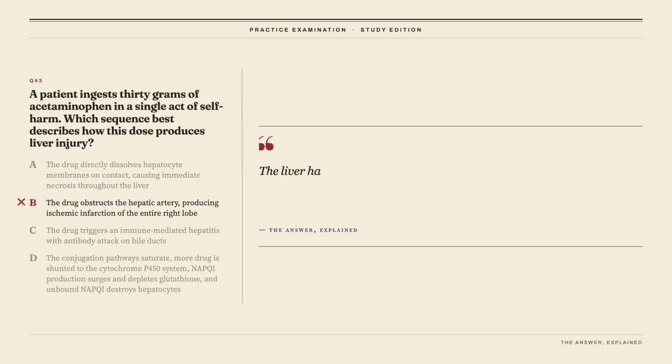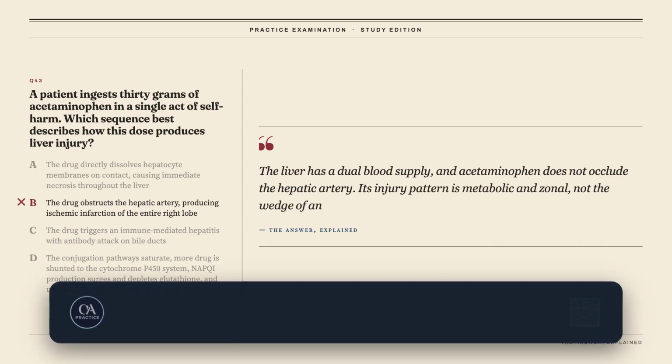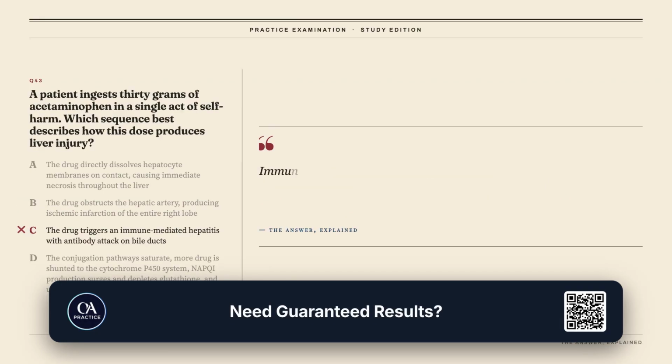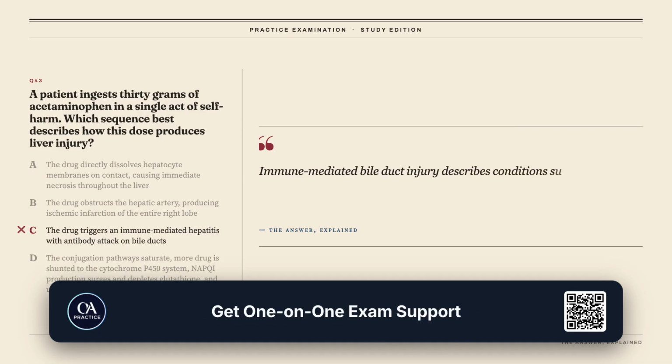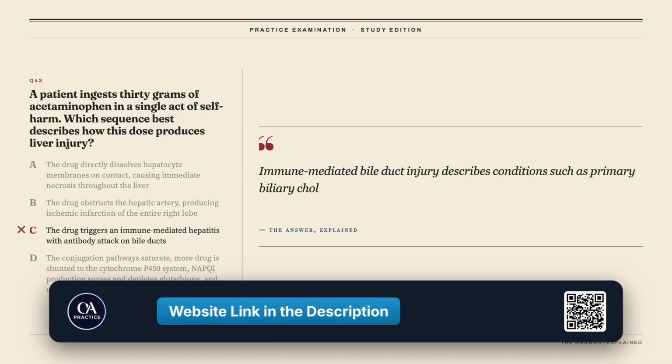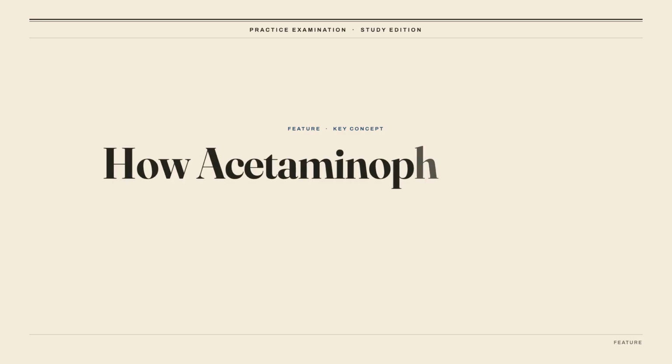B is wrong because the liver has a dual blood supply and acetaminophen does not occlude the hepatic artery. Its injury pattern is metabolic and zonal, not the wedge of an infarct. C is wrong because immune-mediated bile duct injury describes conditions such as primary biliary cholangitis. Acetaminophen produces direct toxic hepatocellular necrosis instead.